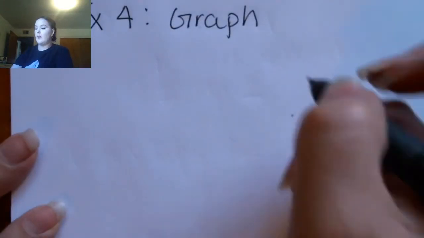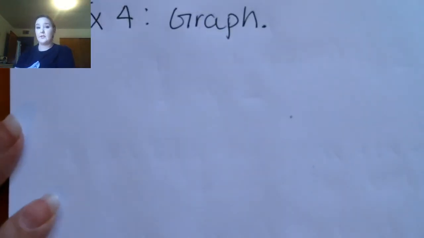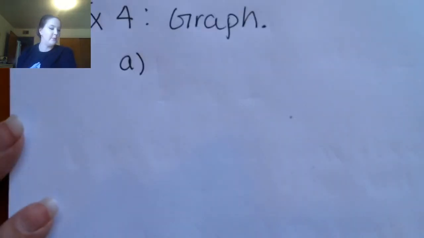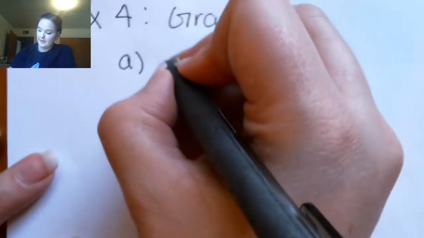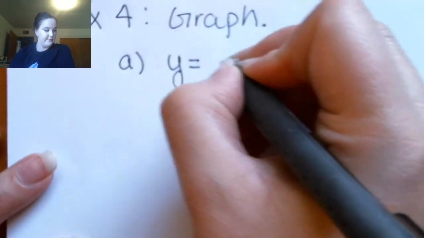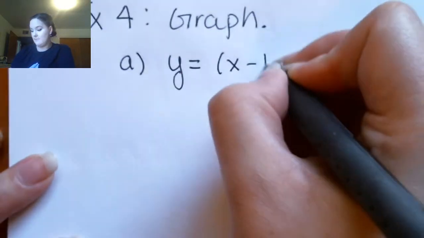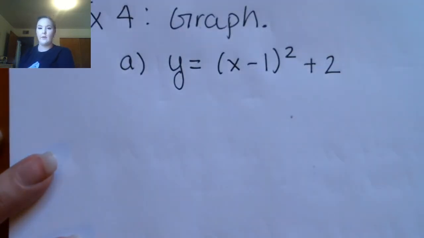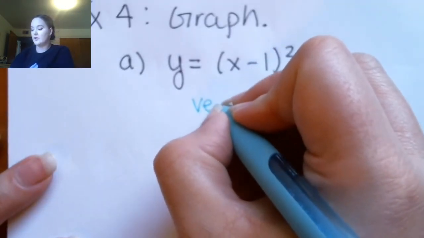So I'm going to let the directions just say graph. If you have something in vertex form, this is really the best way to graph, so I don't really need to give more direction than that. Okay, so the first thing we're going to do is look at this that's in vertex form, and we're going to say what the vertex is.